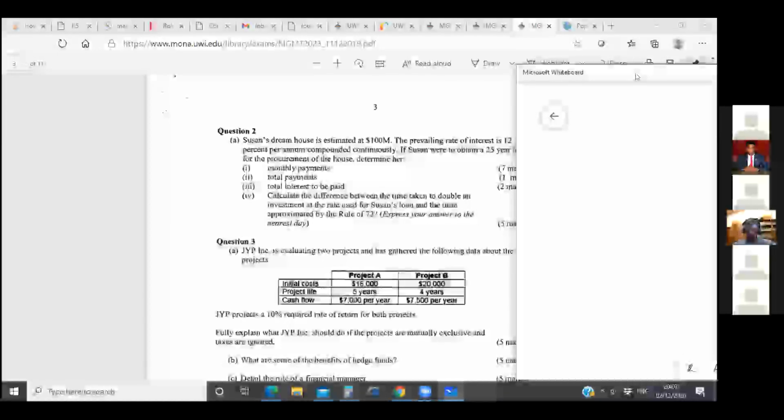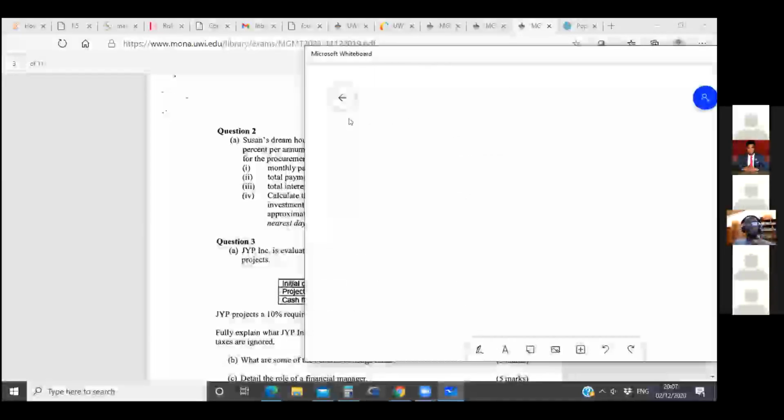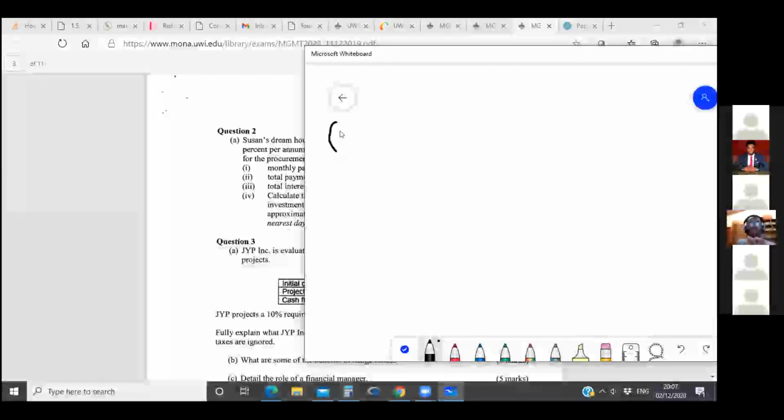So, P equals D1 plus G, divided by I minus G, where I is the actual rate that we were looking for. Okay, so from here, it's really a test of your math or algebra skills.